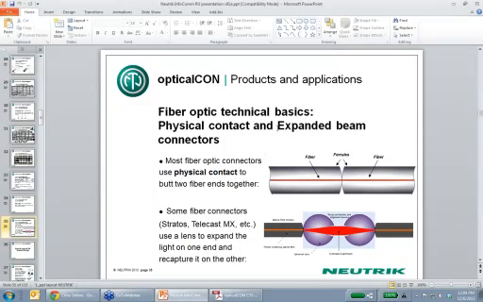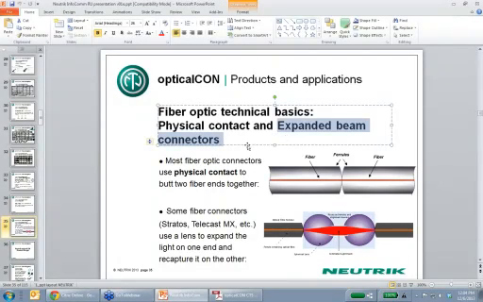There's another type of connector called expanded beam, and it's not a technology Neutrik supports, but I'd still like to talk about it. The idea here is that this connection point has an incredibly tight tolerance, but if you were to basically put a lens on each side of those, then that lens could magnify the light on one side and then could collect the light on the other side in order to be able to have lower tolerances. And then also the lens itself becomes the point of contact, and so there's an idea that maybe that lens is going to be less fragile than this little point.